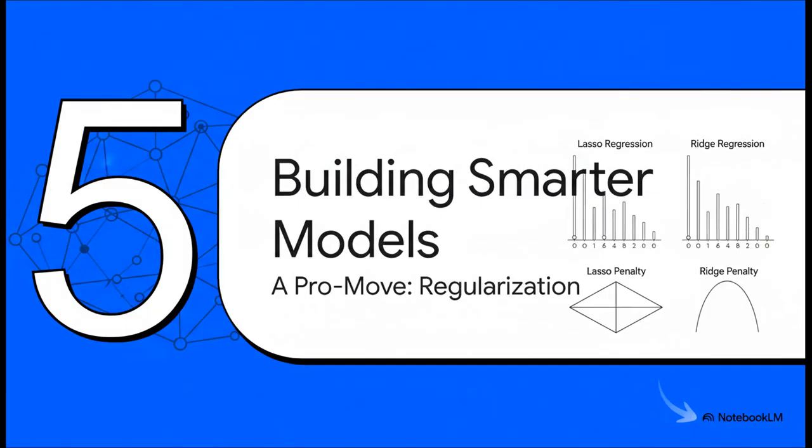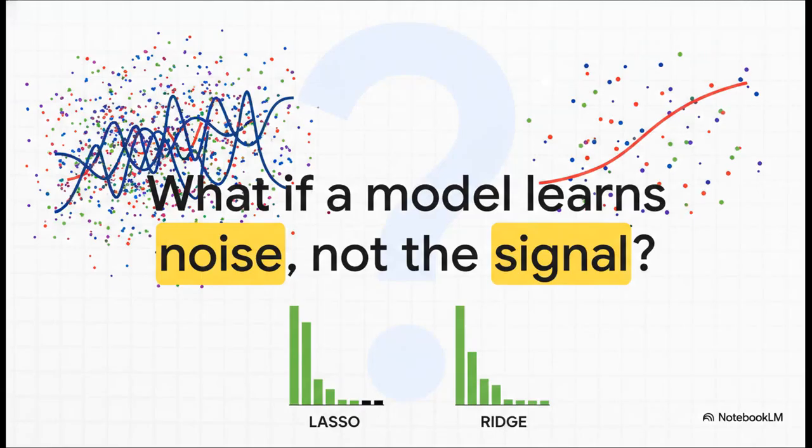And for our final section, we're going to learn a real pro move, a technique to make our models way more robust and reliable. Let's get into Section 5, building smarter models with regularization. So here's a problem to think about. What happens when our model gets a little too good at fitting our training data? What if it starts to memorize all the random noise and tiny quirks instead of the actual underlying pattern? This is a huge problem in machine learning, and it's called overfitting. An overfit model looks amazing on the data it trained on, but it completely falls apart when it sees new data for the first time.